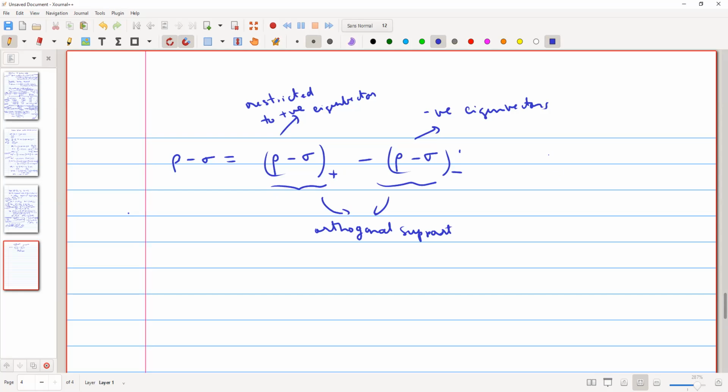You're grouping the non-negative ones together, calling that rho minus sigma plus, and the other you're calling rho minus sigma minus. The zero eigenvalues you can put in either one if you want. And this rho minus sigma minus is itself a matrix with positive eigenvalues, but to turn them negative, you're putting the minus in front.